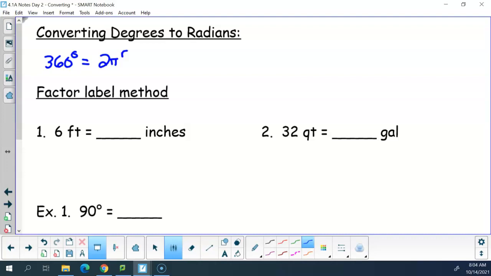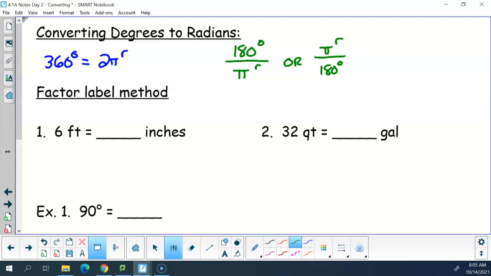Then what we did is we said, well, let's make a ratio based off of those 2 equal things. And so we said 360 degrees over 2 pi radians. Well, that reduces down to 180 degrees over pi radians. Or, if we liked radians on top, we went pi radians over 180 degrees. That's all from yesterday. And we'll get back to those here in a minute.